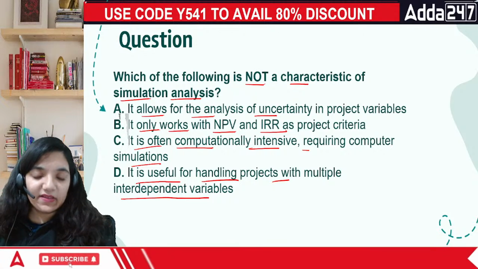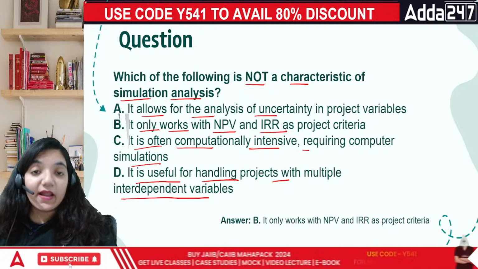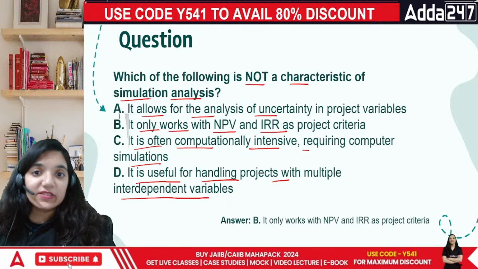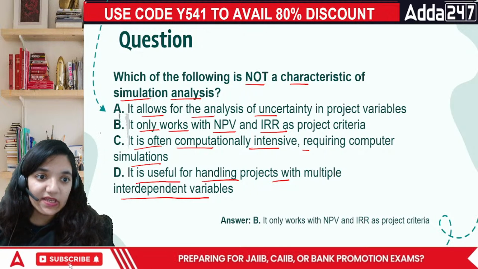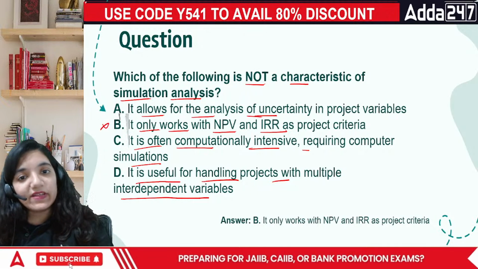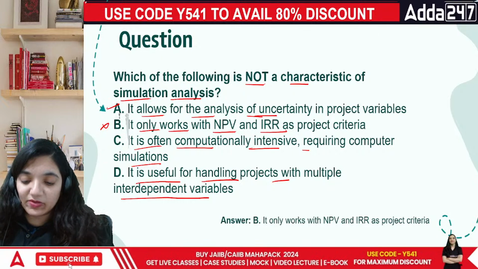Okay, the correct answer in this case is actually B. It only works when NPV and IRR as a project criteria are available. Okay, so this is it. Which of the following is not a characteristic? This is not a characteristic. It allows the analysis of uncertainty. It helps because it creates all those specific areas which are similar to the reality there.